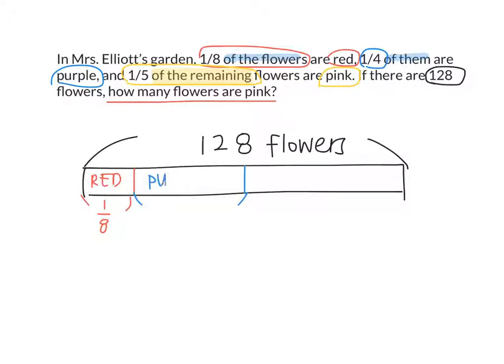So these are the purple flowers. And what fraction of the whole tape diagram are purple? 1/4. Now, it says 1/5 of the remaining. That means 1/5 of what is left. So am I going to divide the entire tape diagram into 5 pieces and call one of that 1/5? No. It's 1/5 of the remaining. This part right here is what's remaining. So what I have to do is divide this section into 5, and this right here is 1/5 of the remaining. Do you guys see that?